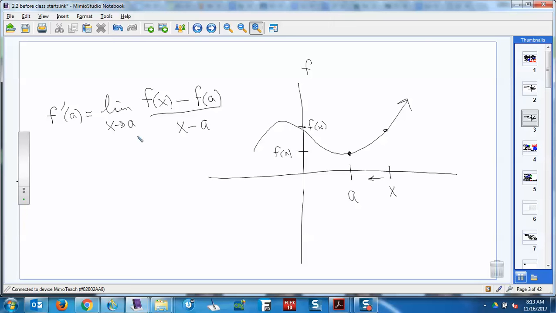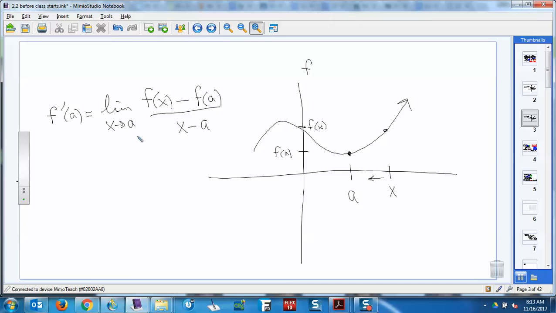So what's the difference? Well, this second point is still going to get closer and closer to that point. So the limit now, instead of letting h go to 0, because that's what happens here, as this point gets closer and closer, the h is getting smaller and smaller. So instead of doing the limit as h approaches 0, we do the limit as x approaches a.